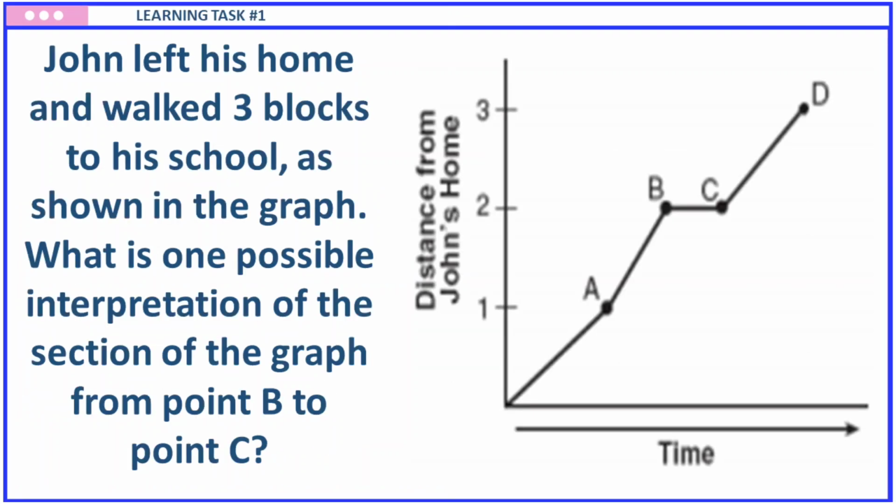Let's try to answer this learning task. Analyze first the given graph and select the letter of the best answer from the choices given. First, John left his home and walked 3 blocks to his school, as shown in the graph. What is one possible interpretation of the section of the graph from point B to point C?